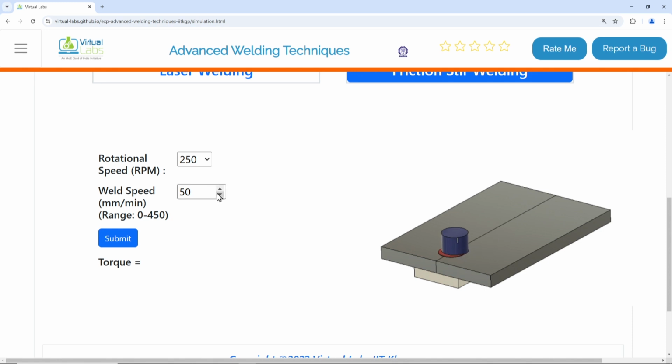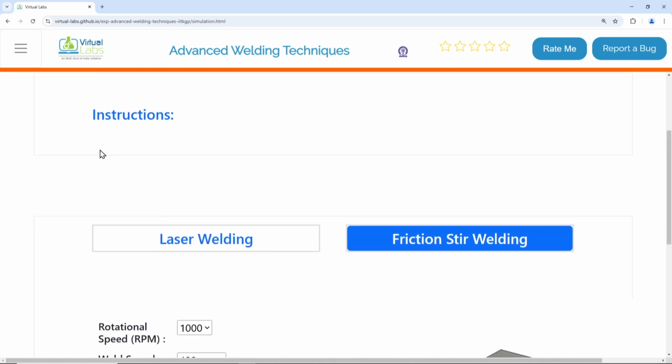Let me now increase the speed. Let me say I increase the speed to 400 millimeter per minute, and also I will increase the rotation speed of the motor. Let me say I will put it to 1000. Let's submit. You can see now the motor is also rotating fast and the welding is also going at a faster speed, that is around 400 millimeters per minute. This is friction stir welding.